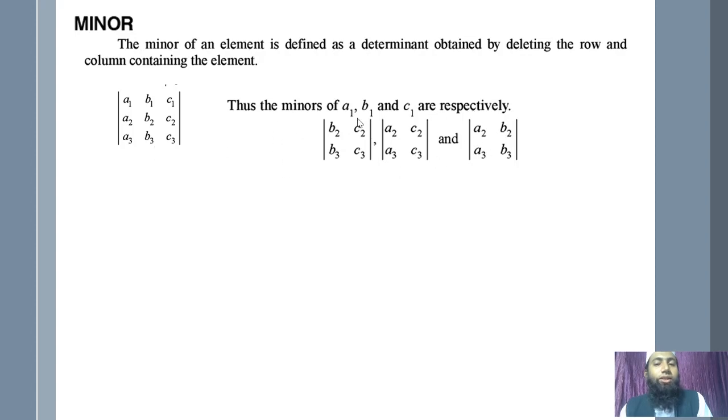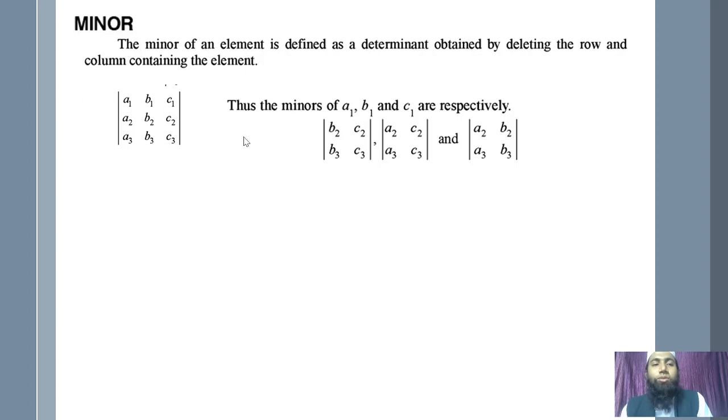So these are the minors. Minor of a1 is this one. Minor of b1 is this one. Minor of c1 is this one. And minor means what? The value of this determinant. ये determinant के value calculate करना है हमको, right? So this is the way to calculate the minor. So similarly, each and every element का हम minor calculate कर सकते हैं. Second, third, fourth, fifth, likewise. So the minors have a very important role.